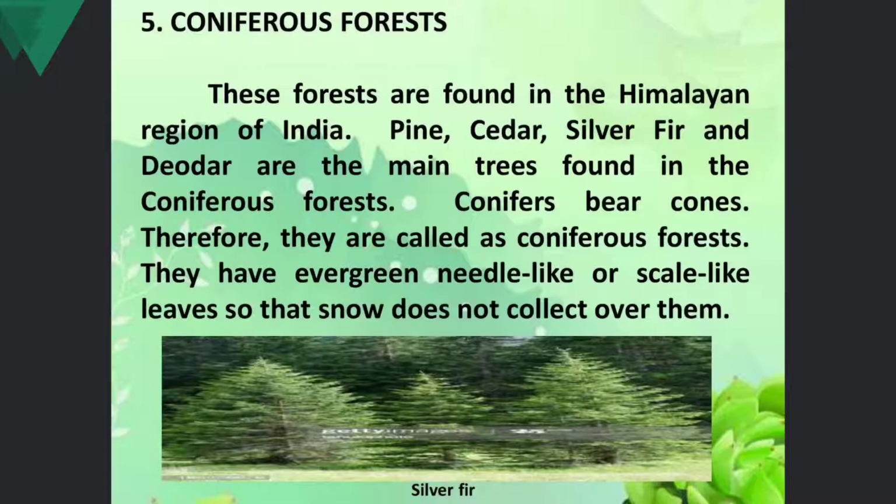As you can see in the picture, silver fir trees are shown. These are called coniferous forests and they are evergreen, which means their leaves are needle-like or scale-like. Why are they like this? So that snow does not collect over them, as they are found in the Himalayan region where there is a lot of snowfall. Okay.